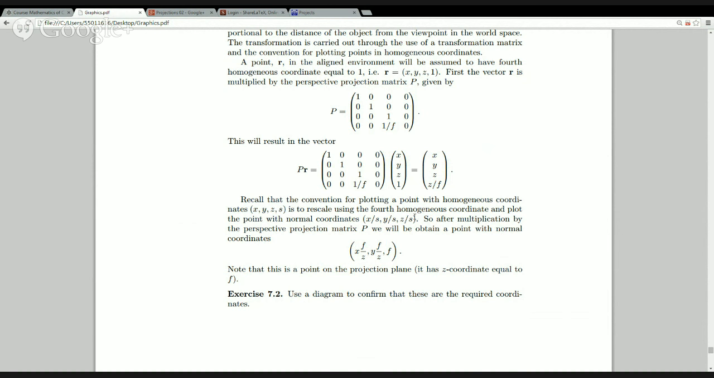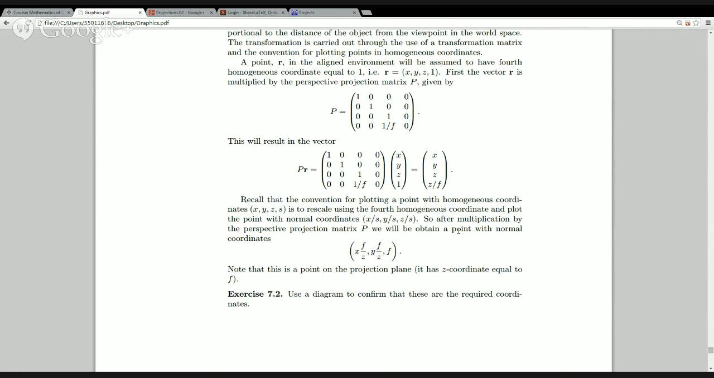Okay. So the actual point in 3 dimensions that corresponds to x, y, z, s will correspond to x over s, y over s, z over s. So if we apply that convention to our homogeneous coordinates here on the right of the matrix multiplication, our x, y, z, and z over f, the point in 3 dimensions that it corresponds to is this point here: x f over z, y f over z, and the third component being f. Okay.